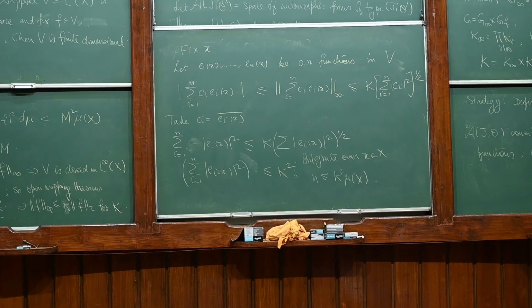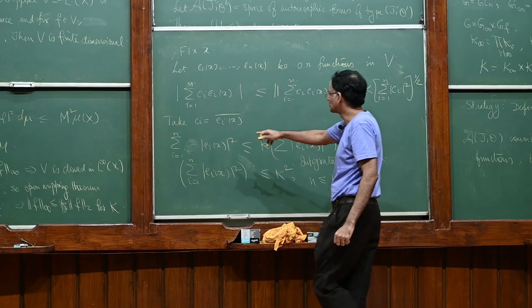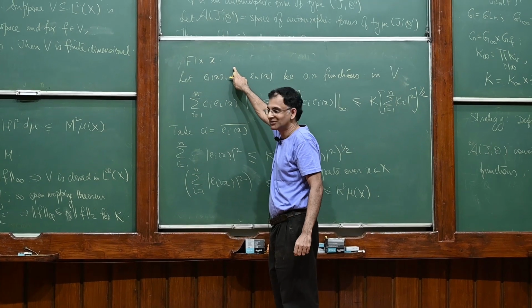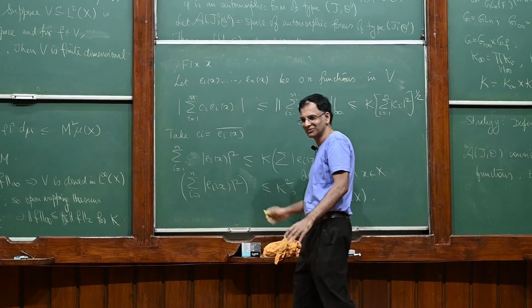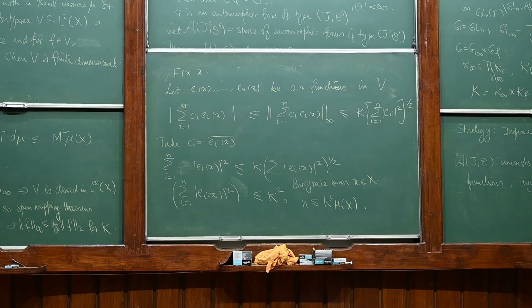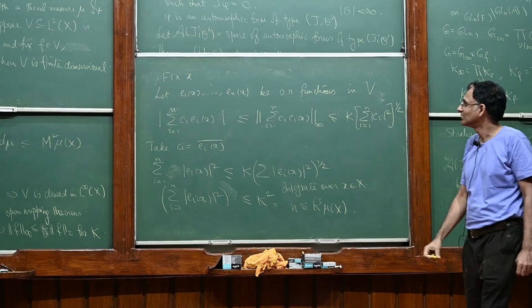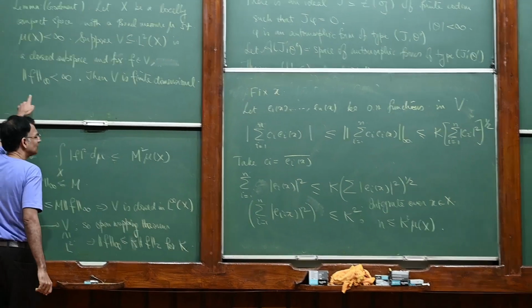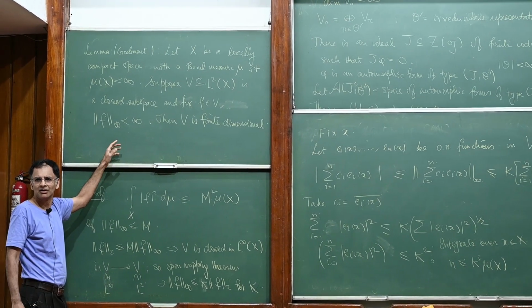Sorry, this I took Ci to be Ei of x. x is fixed. Fix x. Now integrate over x after. Yeah. That bound is independent of f, right? Like that. Which this one? Yeah. No. Why should it be?